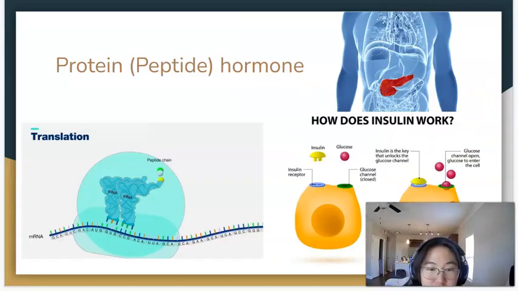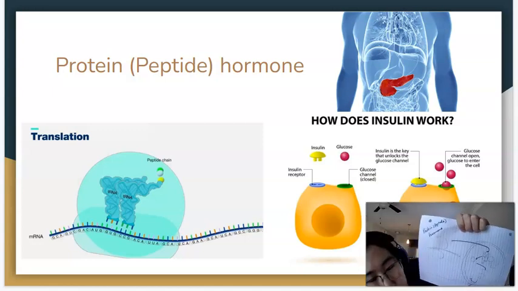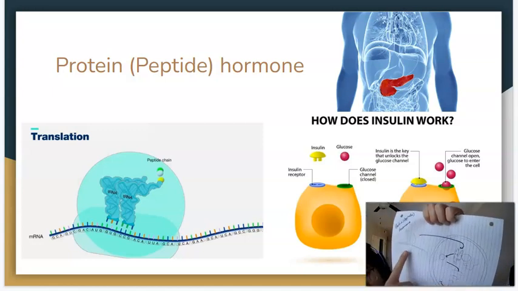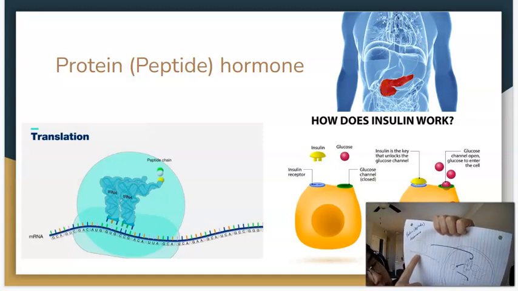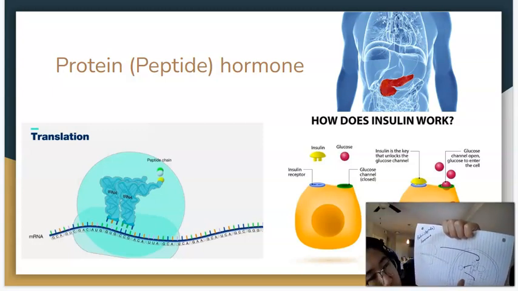So now we'll be looking at protein, aka peptide hormones. Here I have an image that I drew, and we'll be seeing the ribosome right here, translating the mRNA into amino acids, which are later on proteins.